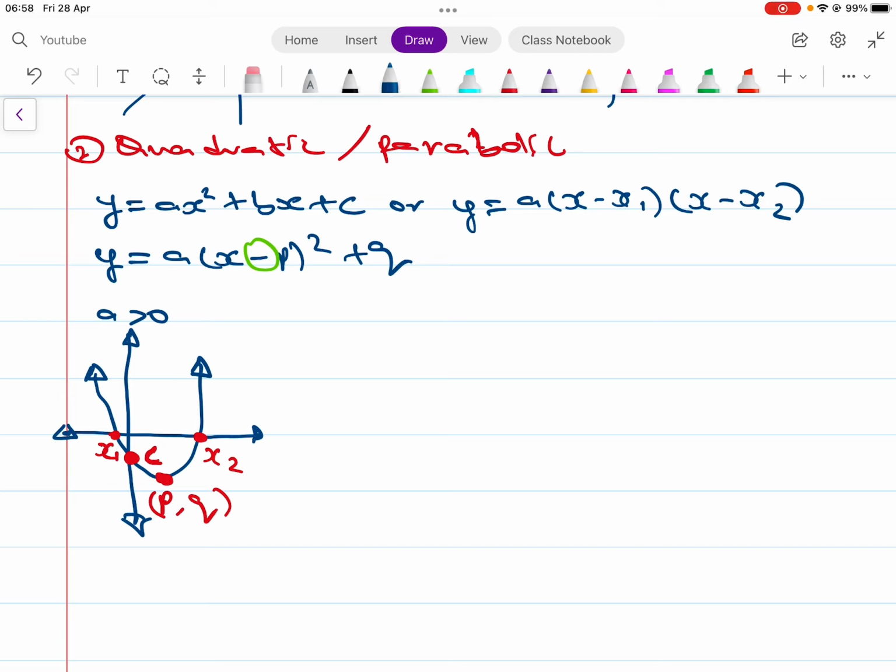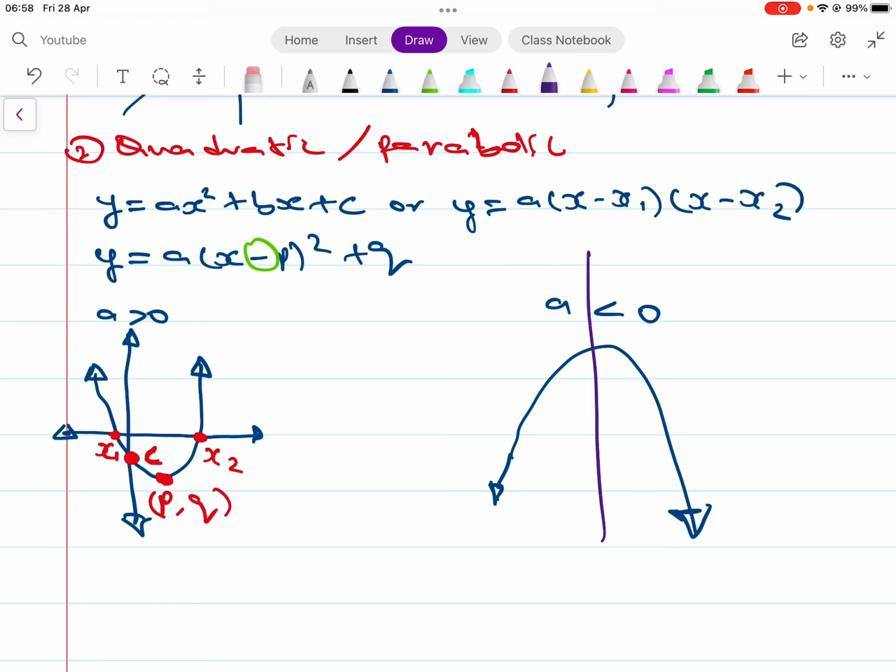And if a happens to be less than 0, the graph is just facing down. It's the same graph, but it faces downwards. And then you still have your Cartesian plane looking like that. That point is still going to be your c, and then you're going to have your turning point here again, which still has the coordinates p and q, and then you still have your x1 and x2 like that. That's pretty much how it's going to look.